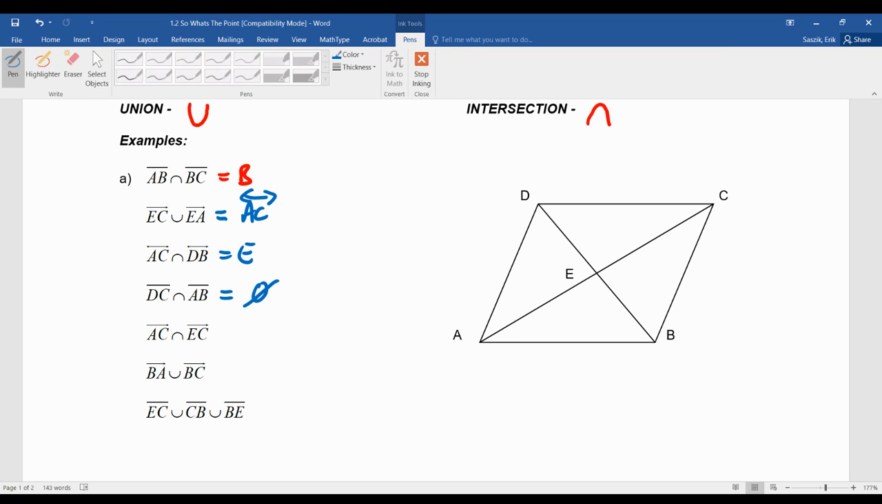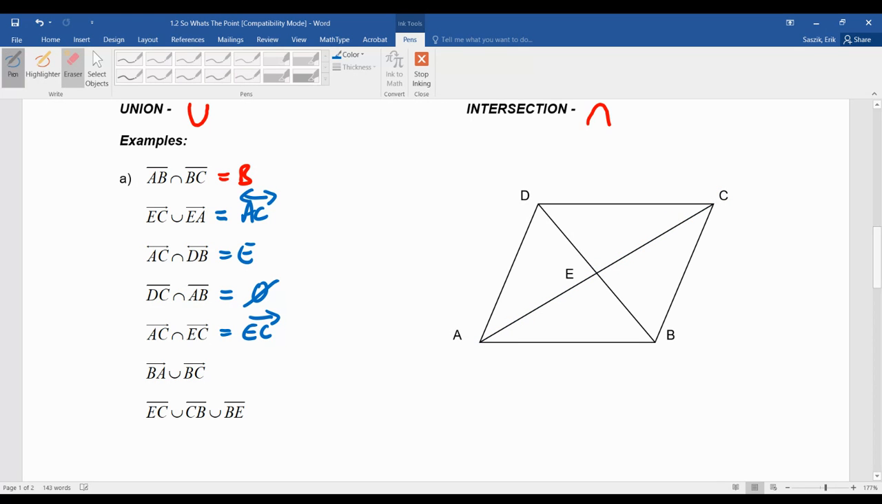Now, ray AC, and then it says intersecting with EC. So that would be from here. What do they have in common? Where do they overlap? They overlap from E to C forever. So it's ray EC. Look for the overlap when you're doing intersection.